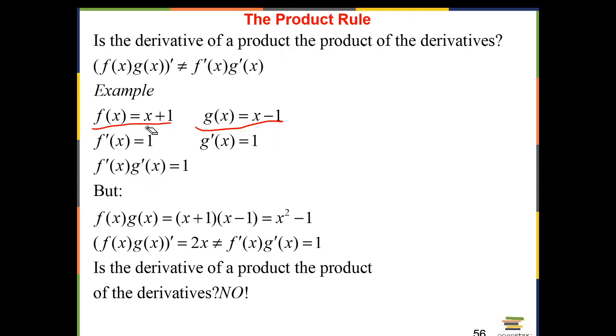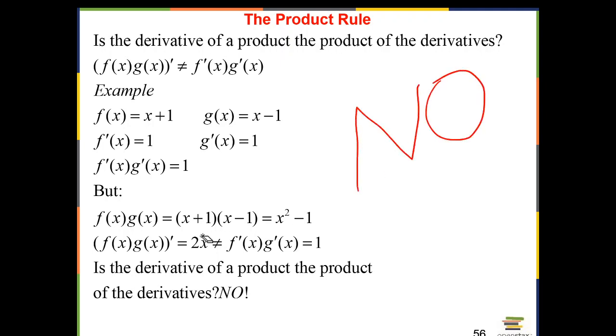But if you take this function and multiply it by this function, that's the product. You're going to get x squared minus 1. But what's the derivative of the product? It's 2x, which is not the same as what we got here. So the answer to this is a big no, right? No. So the derivative of a product is not the product of the derivatives. But what is it? Well, let's see.